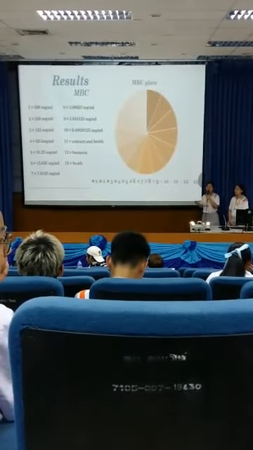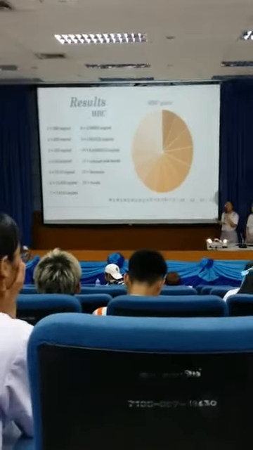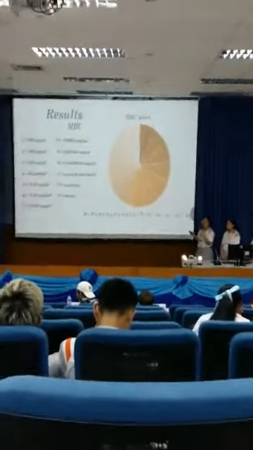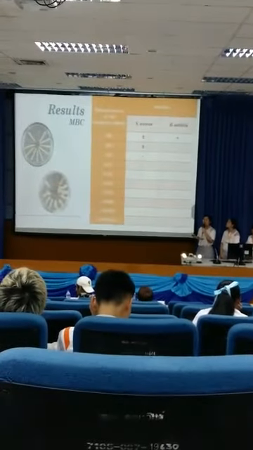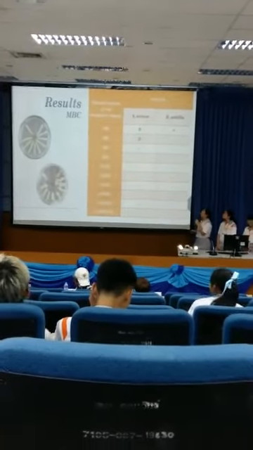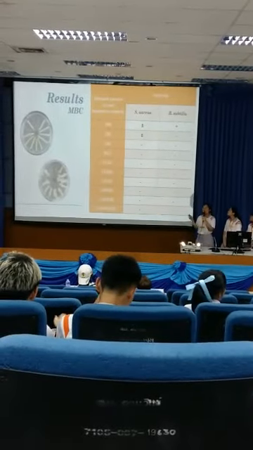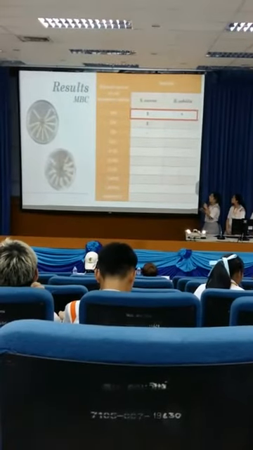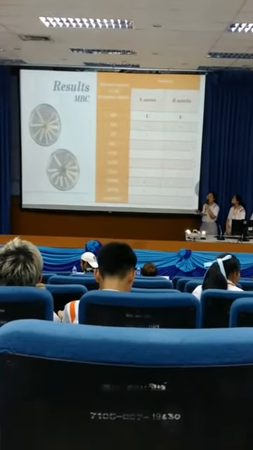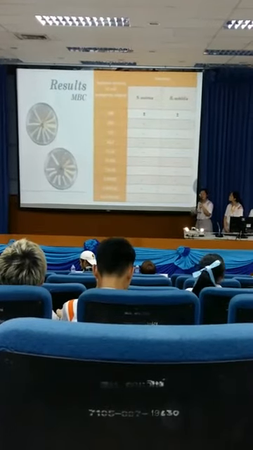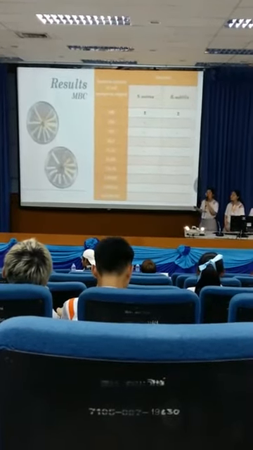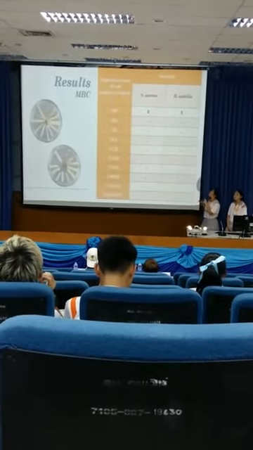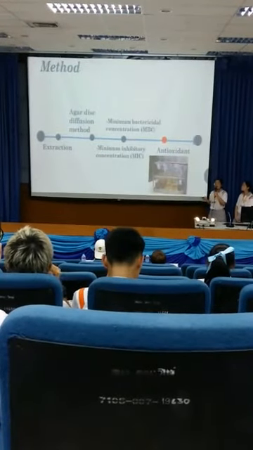And then we will do the MPC. MPC is a method where we streak or transfer from the MIC onto the agar and incubate at 37 degrees Celsius for 24 hours. And this is the MPC results of the ethanol extract of the Raymond group. The least concentration of this extract that can kill both Staphylococcus aureus and Bacillus subtilis was 500 mg per ml. And this is the MPC results of the aqueous extract of the Raymond group. The least concentration that can kill both was 500 mg per ml too.